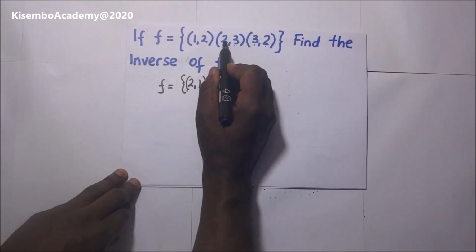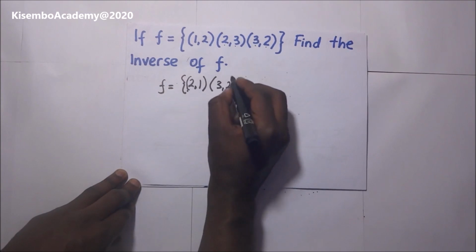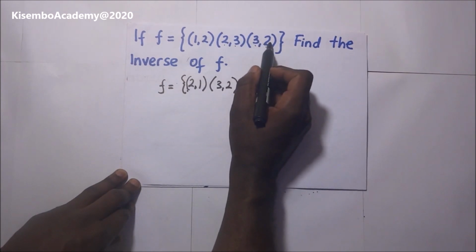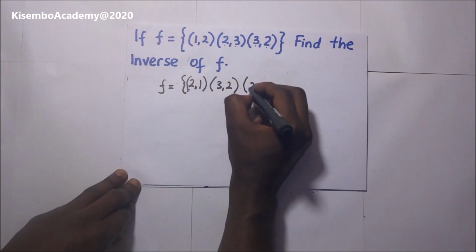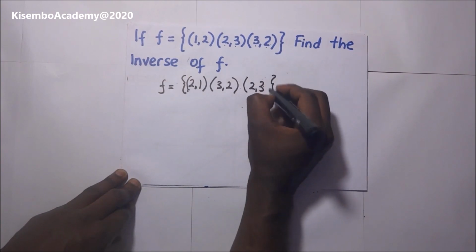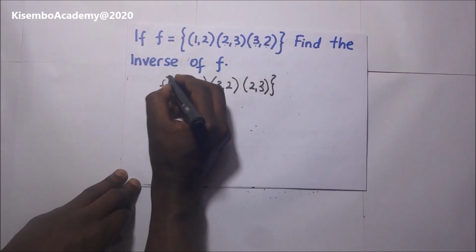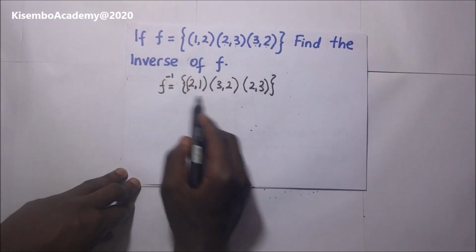Then this is 2, 3. The reverse of this is 3, 2. Then this is 3, 2. The reverse of this is 2, 3. And definitely this is now the inverse of that.